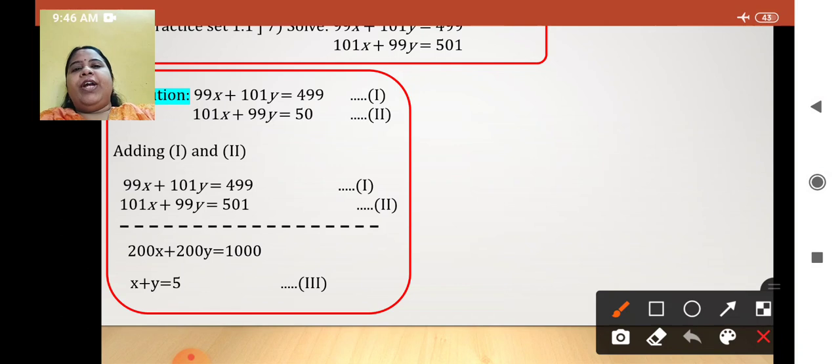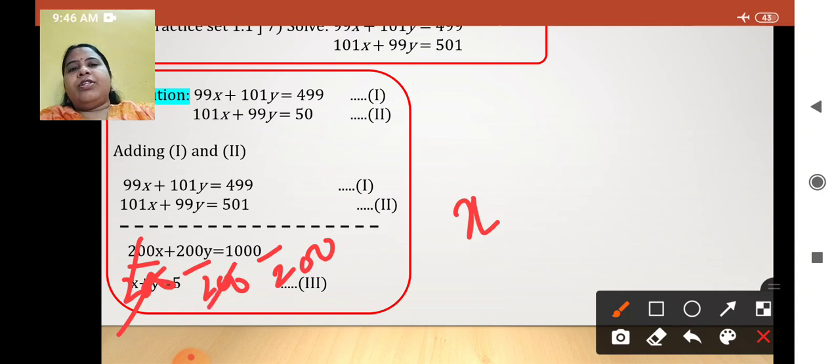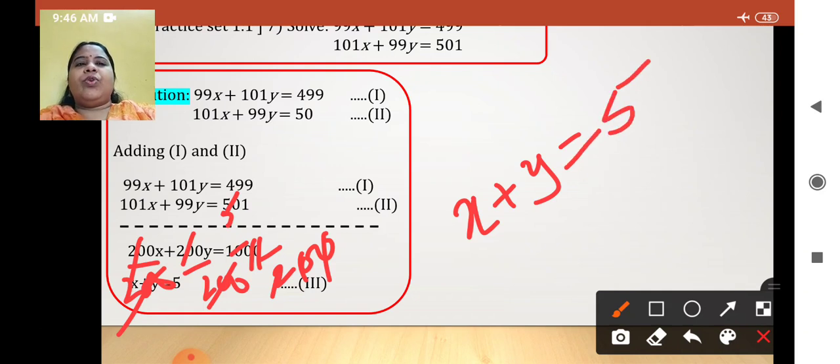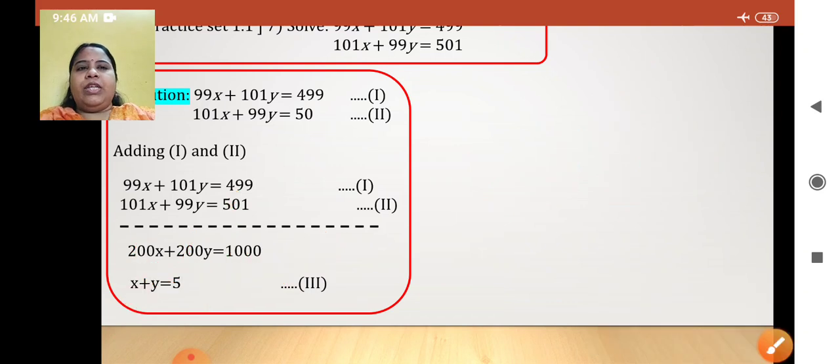See, I am dividing the equation throughout by 200. That is a common factor. So what will happen? This 200 will get cancelled. What will be left? X. Again this 200 will be cancelled. What will be left? Y. And from here, see, 1 0 cancelled. Again 1 0 cancelled. 2 1s are and 2 5s are. So x plus y is equal to 5. This is my equation number 3. I hope it is clear. Dividing throughout by 200. Now addition is over.